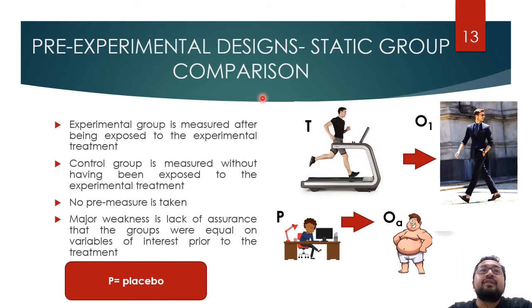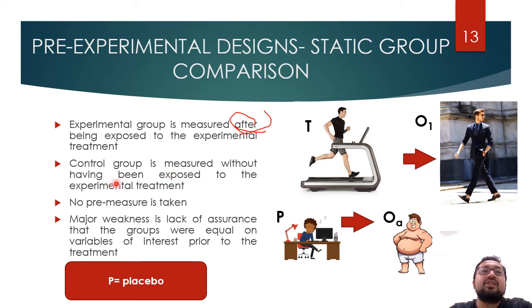Okay. Pre-experimental design static group comparison. Okay, static group ni ada dua group. Okay, ada group comparison, maknanya ada dua group. Maknanya group yang exercise dengan group yang tidak exercise. Okay, so kita tengok orang yang group exercise macam mana outcome dia, group yang tidak exercise macam mana outcome dia. Experimental group is measured after being exposed to the experimental treatment. Only after, maknanya dekat sini selepas sahaja after, tak ada pre tak ada.